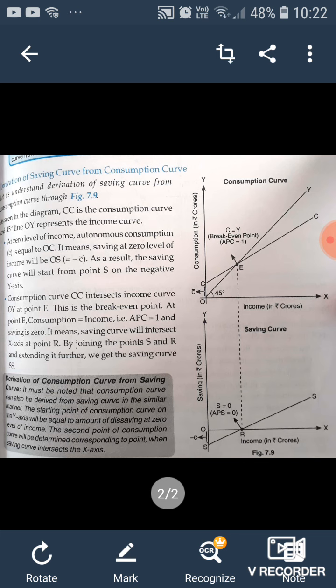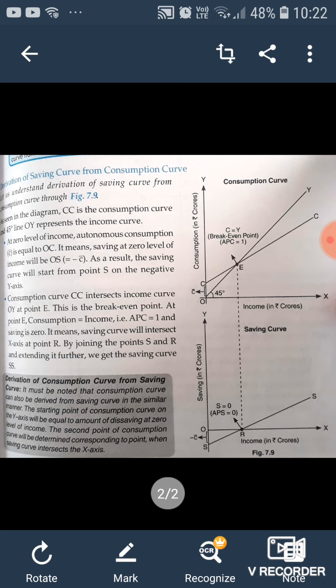Now we will start with our first step. First step will say at point E in figure A, where consumption is equal to income, we will drop a line, and on the x-axis where it touches, we will draw the saving curve from that point. That is moving upwards and also moving downwards. How will we draw this line? We will actually take c bar as negative c bar, and then we will draw this saving line.